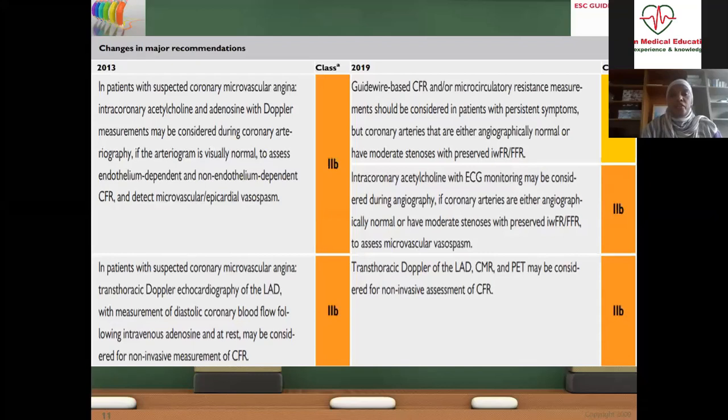And as we can see here in the 2019 guideline, the recommendation with regard to the investigation of those patients mainly falls in the broad categories of invasive and non-invasive. And as we can see, if we go to the next slide.